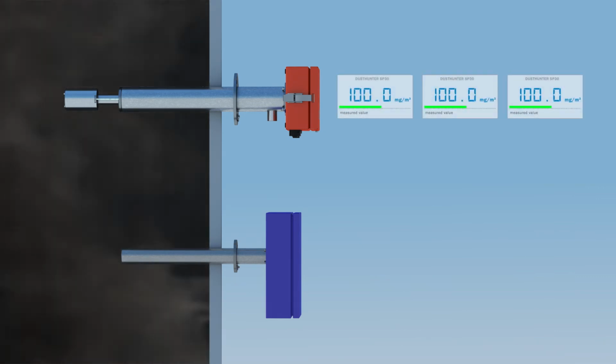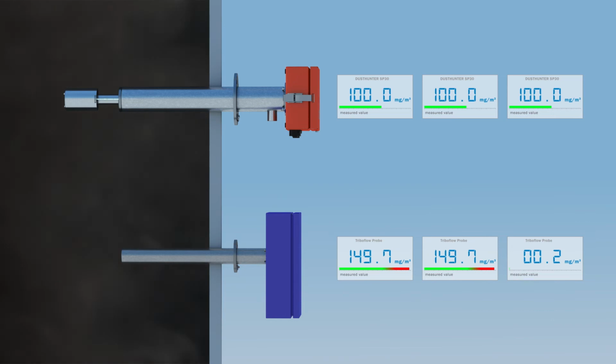While the DUSTHUNTER SP30 reliably determines the dust concentration, the measuring result with the triboflow probes is also dependent on the gas speed and charging of the dust particles. Incorrect measurements caused by this can lead to unnecessary shutdown of the plant or non-recognition of the limit values being exceeded. Apart from the associated internal company costs, further burdens are possible in the case of non-recognized disturbances, such as fines or claims for damages by affected neighbors.